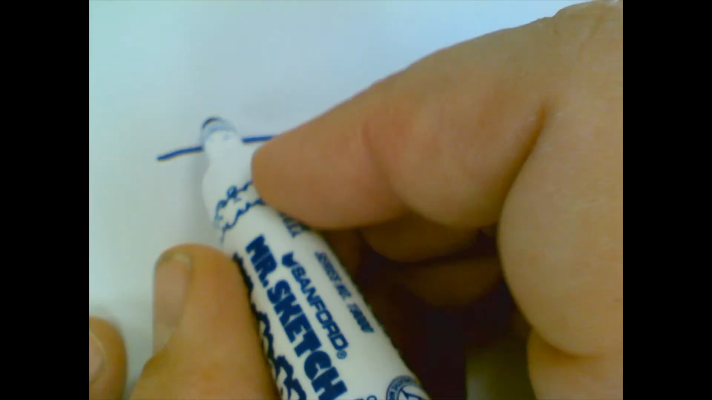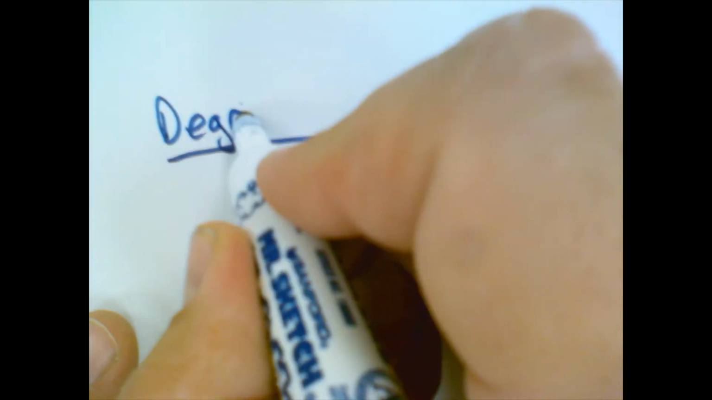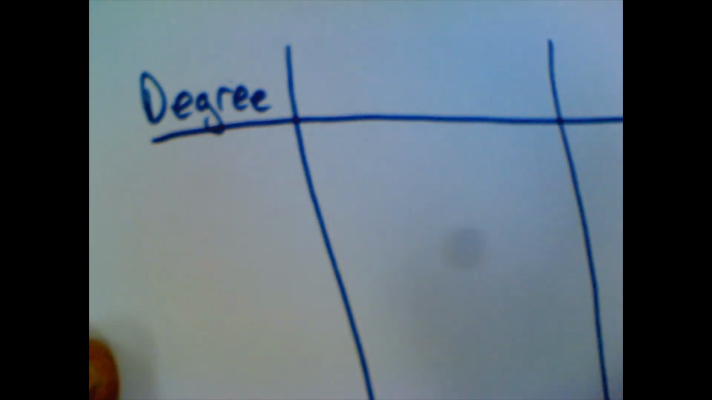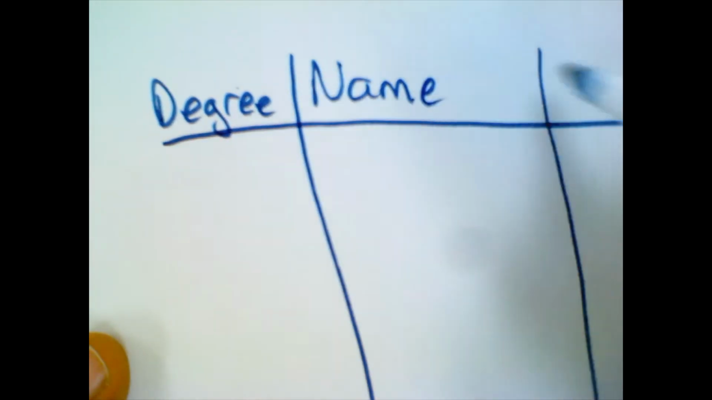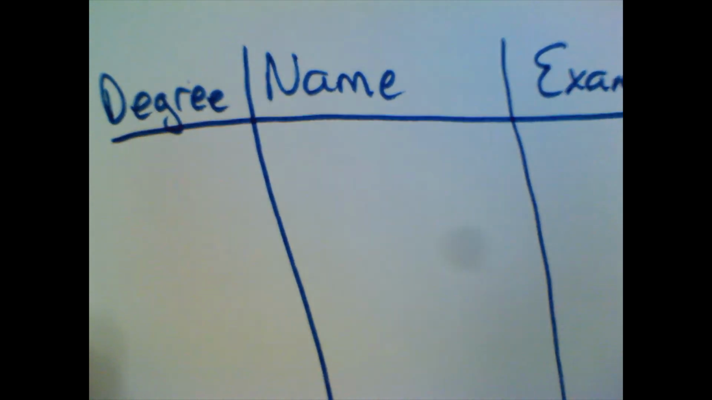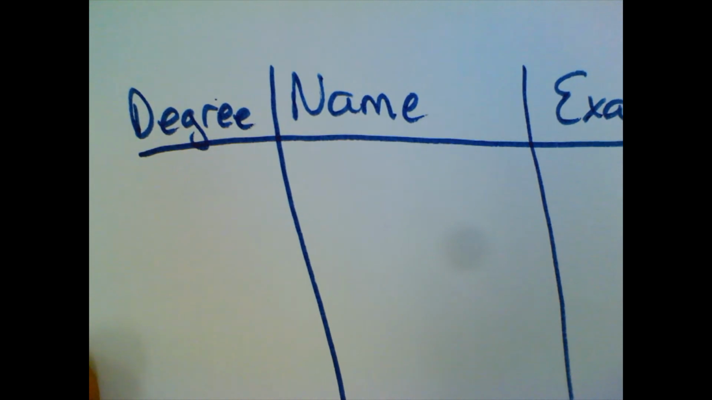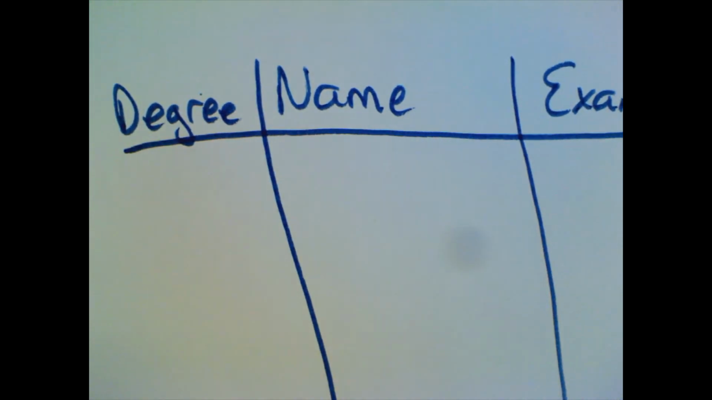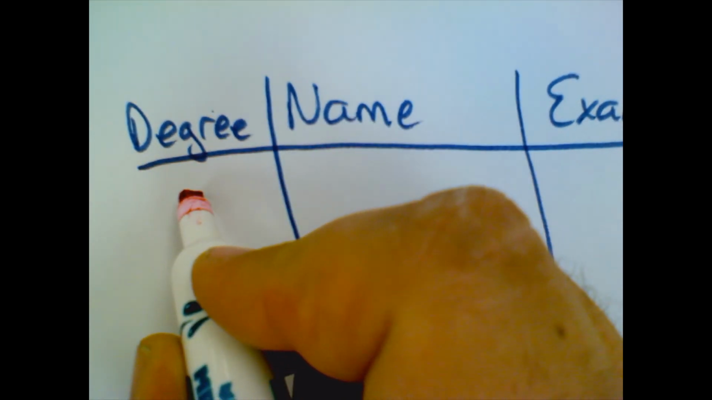All right, so let me just kind of give you a breakdown of special names we give for categorizing polynomials by degree. Okay, so I'll write the word degree up here. You might want to write this table in your notes. We'll put the name, and then we'll give an example. Good graphic organizer. All right, and I'll apologize, I made that a little too big, but I'll move the screen when we need to.